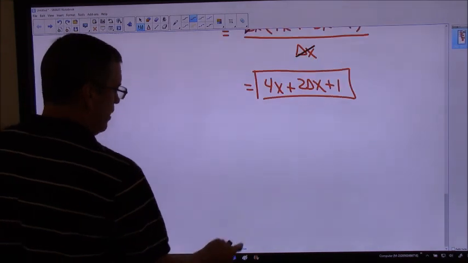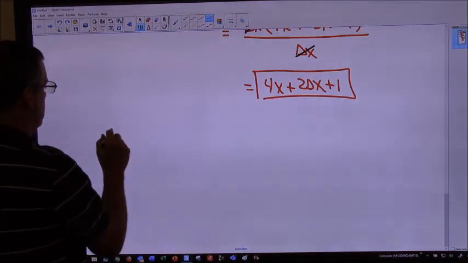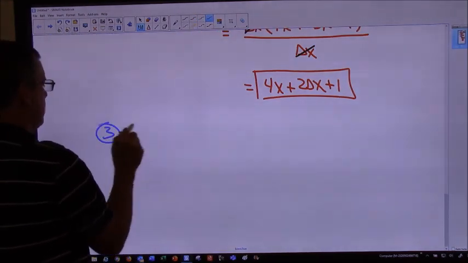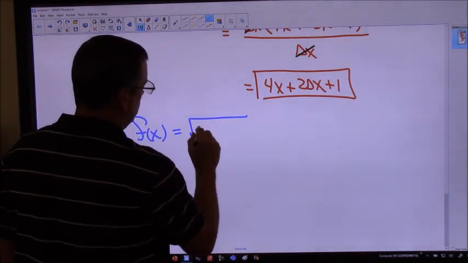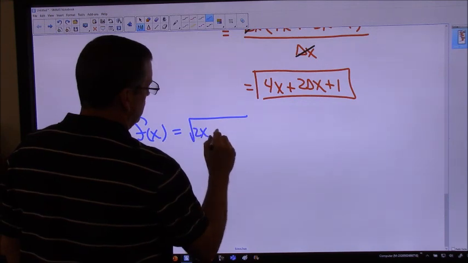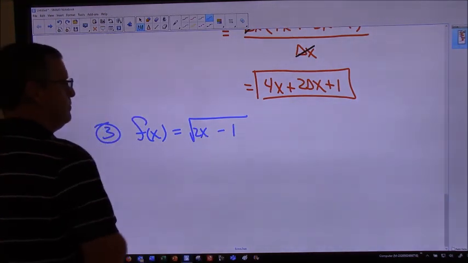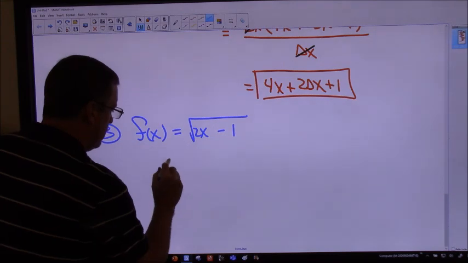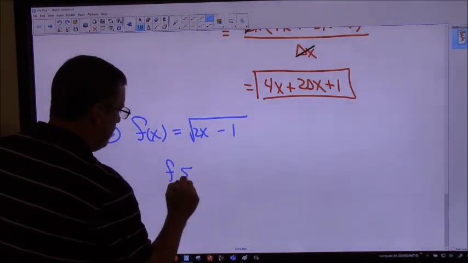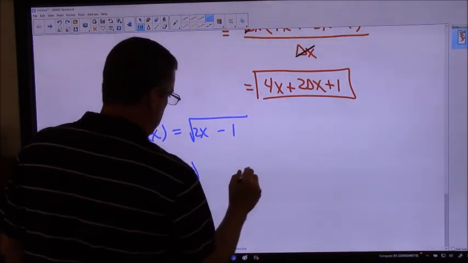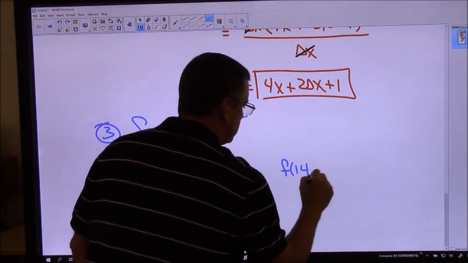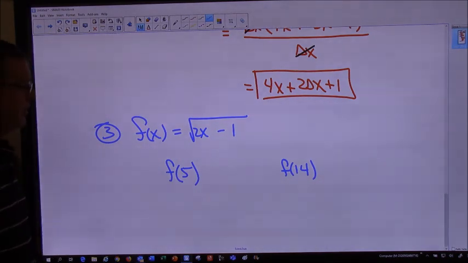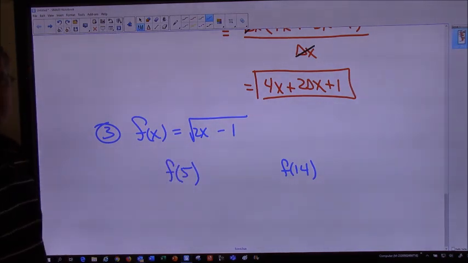Okay. Let's say I've got a function like this. So this is now number 3. f of x equals the square root of 2x minus 1. And I want to find f of 5 and f of, let's go, f of 14. Okay, let's go ahead and find those two answers.